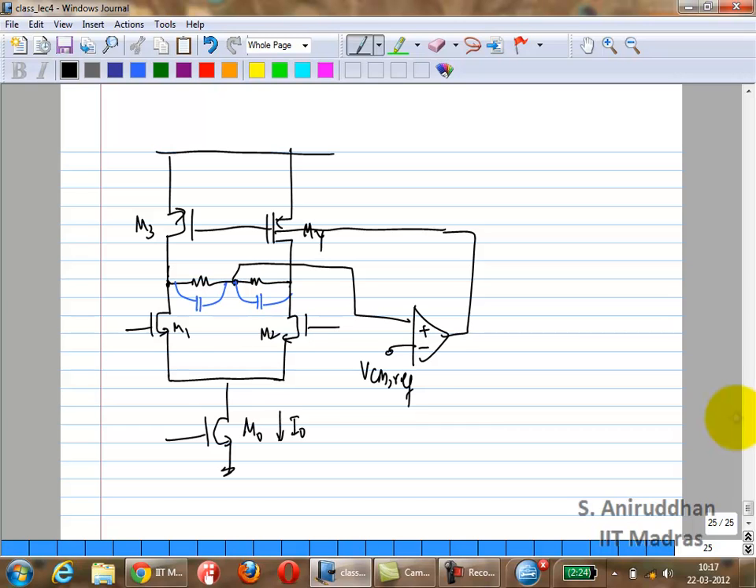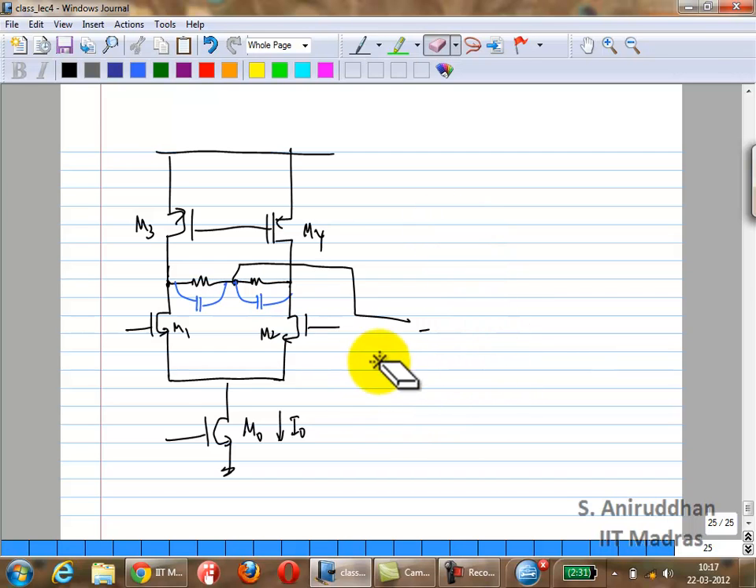We can add a single stage. The single stage op amp you can use here. Ideally you have a differential input, single-ended output. You can use a single stage op amp here, correct? I don't know if I heard you. Is that what you said, single stage op amp, or did you say single stage something else? Single stage op amp. Okay.